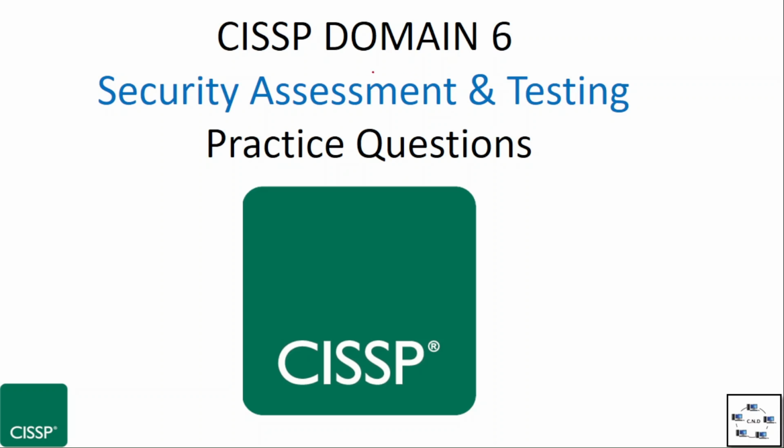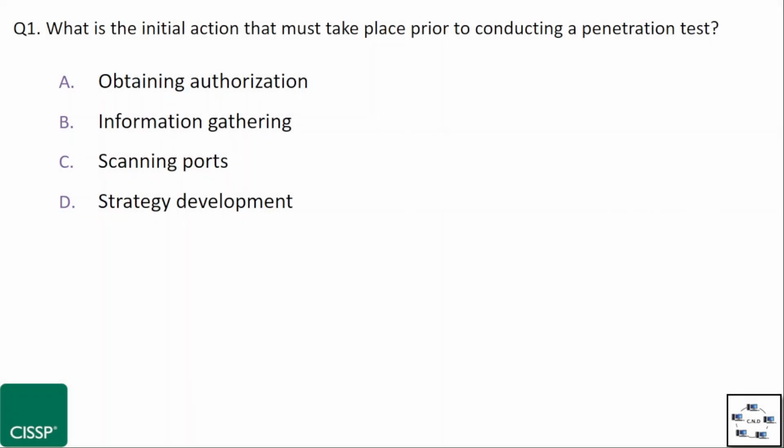CISSP Domain 6 Security Assessment and Testing. Question number 1. What is the initial action that must take place prior to conducting a penetration test? And the options are option A, obtaining authorization, option B, information gathering, option C, scanning ports, and option D, strategy development. And the correct option is obtaining the authorization.